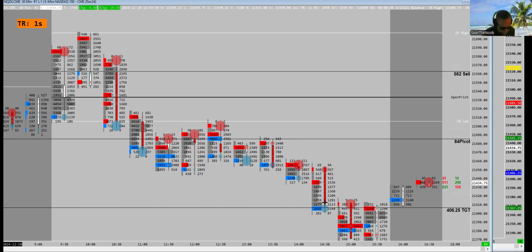Beautiful. Absolutely perfect trade planning today, right? So you guys saw last night I laid this out, right? Under 84, we trade down to 406. I want to sell into 562. That's exactly what happened. But again, the same deal with NQ is I can't short this level.